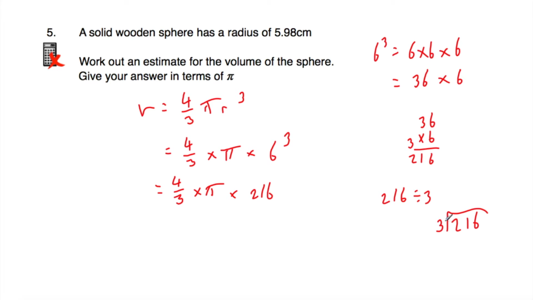So 216 divided by 3. How many 3's go into 2? 0, remainder 2. How many 3's go into 21? That's 7. And how many 3's go into 6? That's 2. So I've divided by the bottom, now I need to times by the top, so I'm going to take the 72 and I'm going to multiply that by 4.